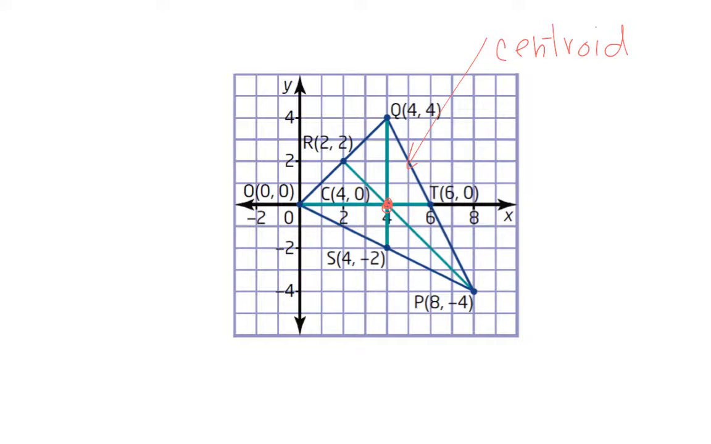Look at median RP. You'll notice that the centroid divides it into 2 parts. So I have this bottom part over here, and I have this top part over here. It's pretty clear that one part is longer than the other part. In the previous slide, it states that one part is twice the length of the other. I can write this like so. Line segment PC is twice the length of line segment RC. The same holds true for the other medians which have been divided into 2 by the centroid.